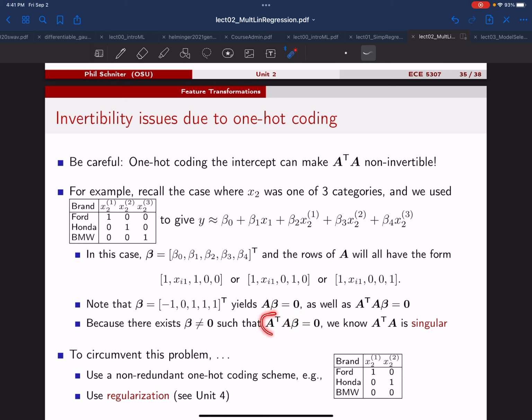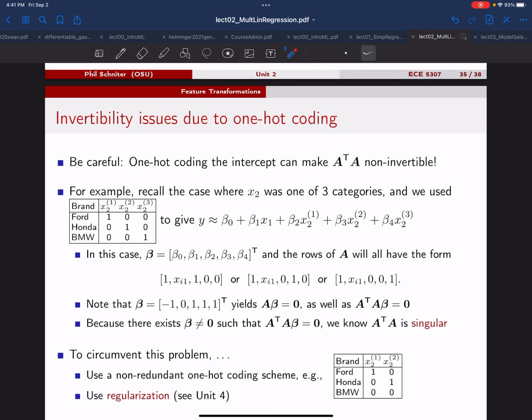Because this matrix just killed beta. It just set it to 0. I can't go back. Okay, so this is a case where I can't invert this matrix, and depending on how you implemented that model, like if you use that A transpose A inverse method, you would find you just get an error. Python would say, sorry, I can't invert this.